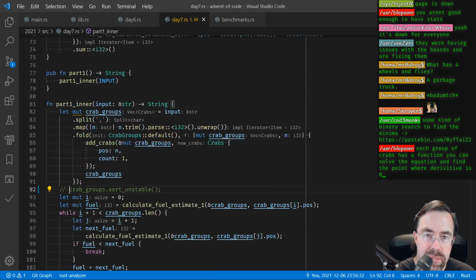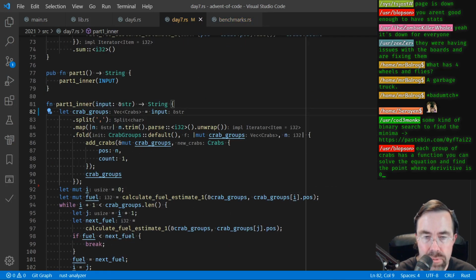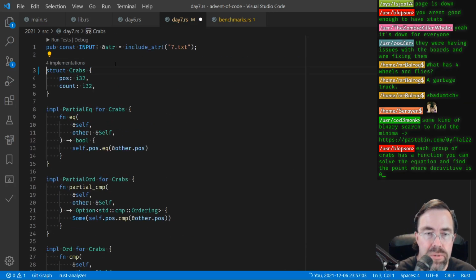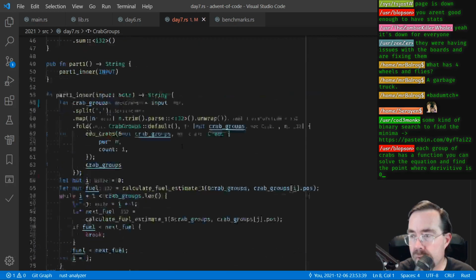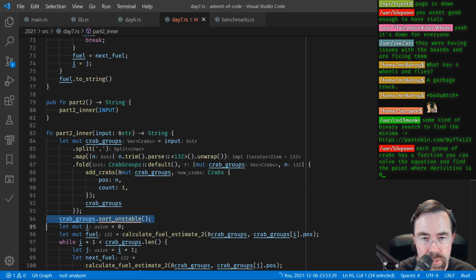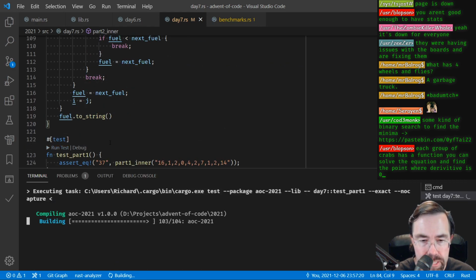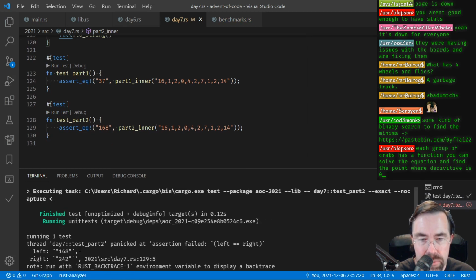If I don't need to sort, then I could increase the insert time just by using a hash map, right? So we don't need to sort. That means crab groups doesn't need to be mutable. And then they don't need to derive equal, partial equal, and delete all this crap, right? And don't need to sort here. This doesn't need to be mutable. And before I delete too much, deleting code always feels good because it didn't need to be there. Uh-oh, I broke something.